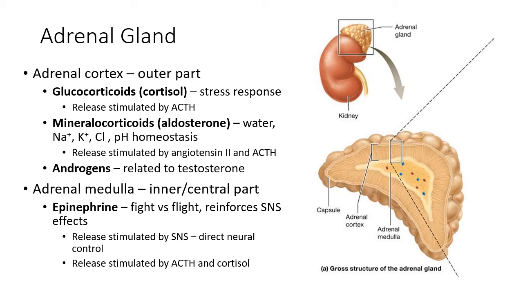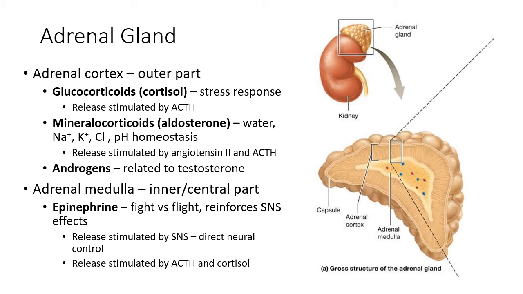Cortisol and the glucocorticoids are involved in the stress response. Their release is stimulated by ACTH from the anterior pituitary gland. The mineralocorticoids are involved in maintaining the water content of your blood and also maintaining the concentration of sodium, potassium, and chloride in the blood, and maintaining the pH of the blood. Its release is stimulated by ACTH from the anterior pituitary, but also by another hormone called angiotensin II, which we're going to talk more about in a moment.